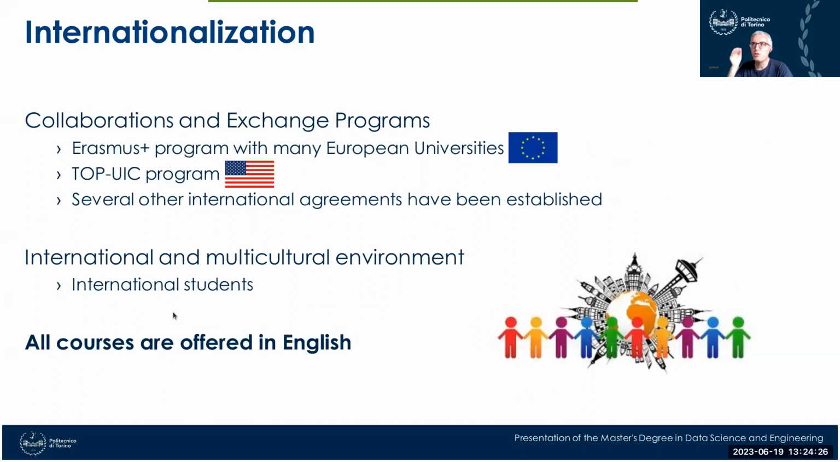Something about internationalization. All courses are offered in English. So only courses in English are offered to this master's degree. There is a large amount of international students, more or less 30% of the students in the last year were students from outside Italy. And if you want, you have also the opportunity to spend the second year abroad, not only in Italy, but also somewhere in Europe, thanks to the Erasmus project or other double degree or simply exchange program that we have available. Okay.